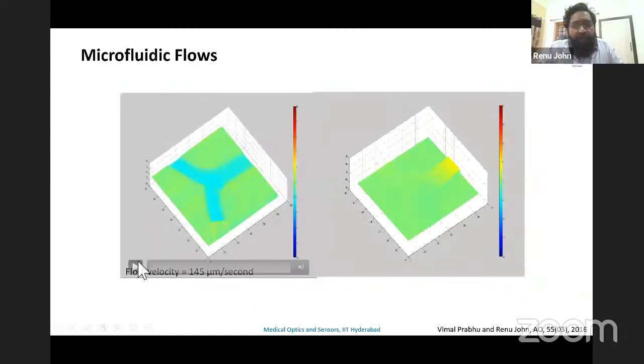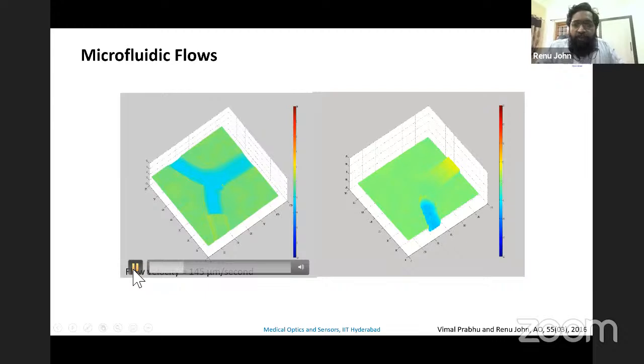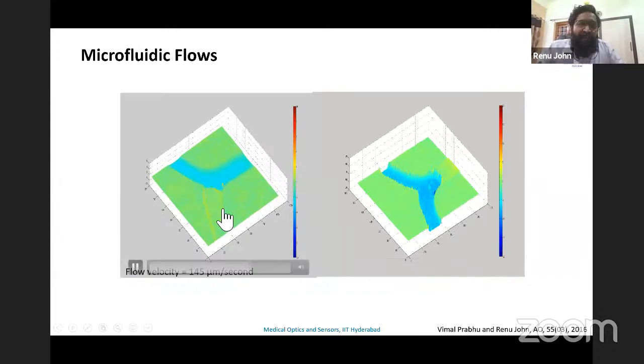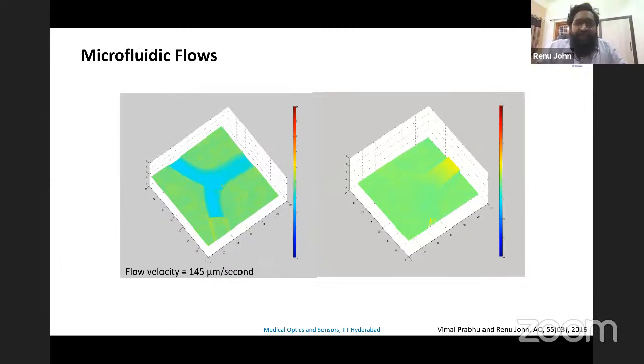So we also looked at flows through the microfluidic channel. We could really find that even if the fluid was fairly transparent, this was, I think, water or glycerine with a different thickness flowing through the microfluidic channel, you could really see how the fluid flows in and out of the channel with the help of a holographic microscope.